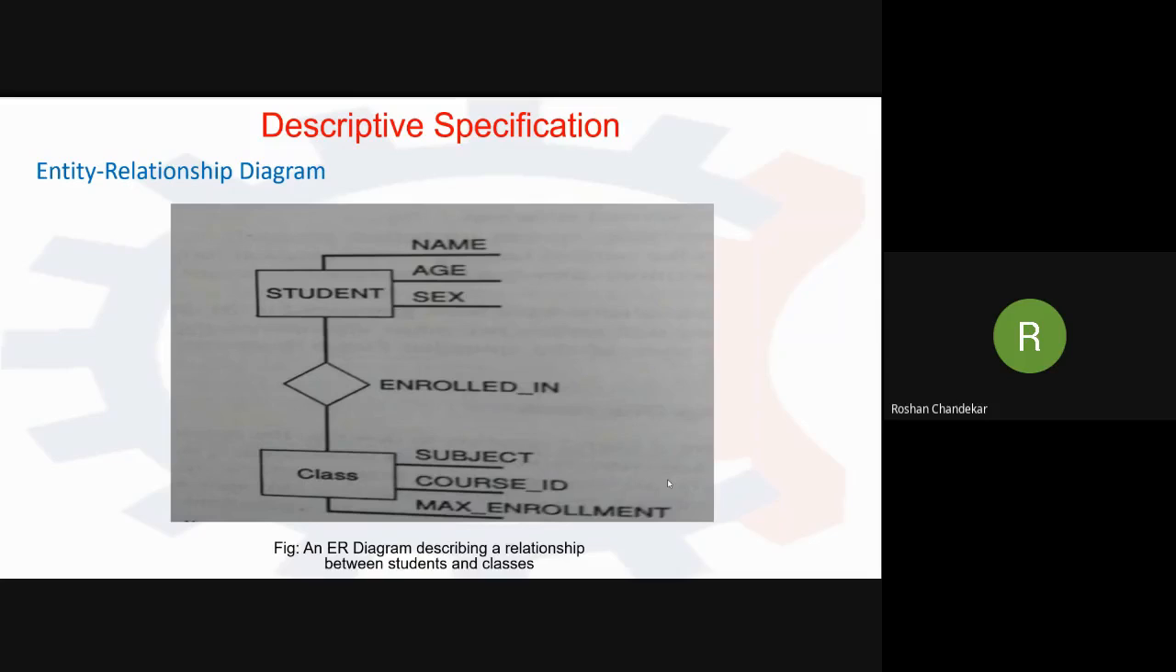So these two, the student and class, are the two entities, and we have to make a relation between them by the enrolled in relation. The name of the relation is what? The name of the relation is enrolled in. By using the enrolled in relation, we make a relation between the two entities.